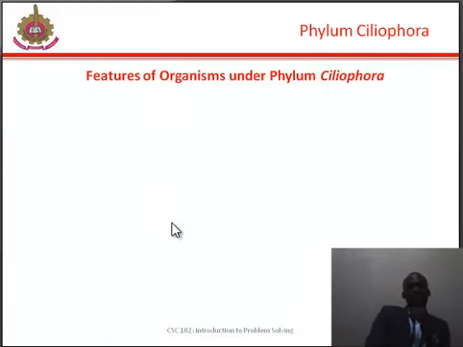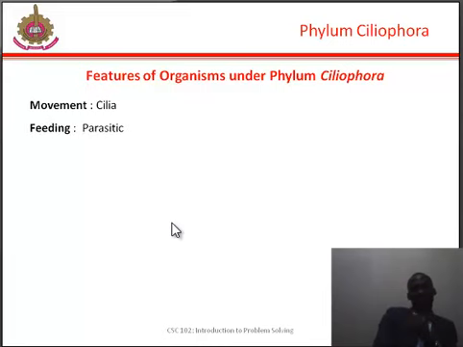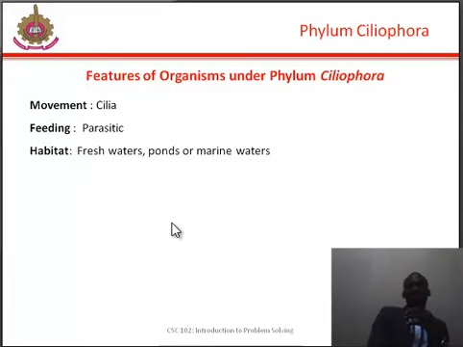Features of organisms under phylum Ciliophora. Organisms in this phylum move with the help of hair-like structures called cilia. The movement of cilia is paddle-like. It sways back and forth for movement. The cilia can also be used to sweep food particles into the organisms. They feed parasitically. These organisms are mostly found in fresh waters, ponds, or marine waters.